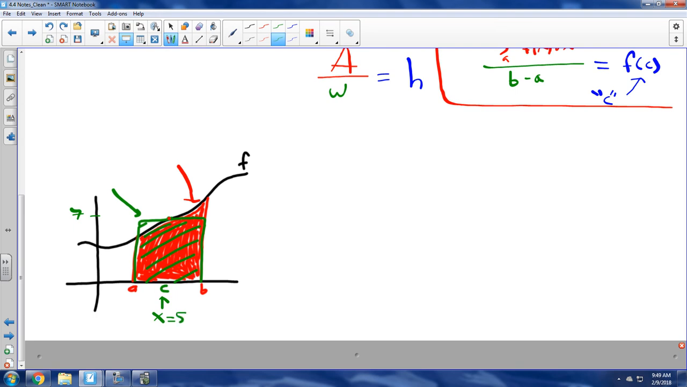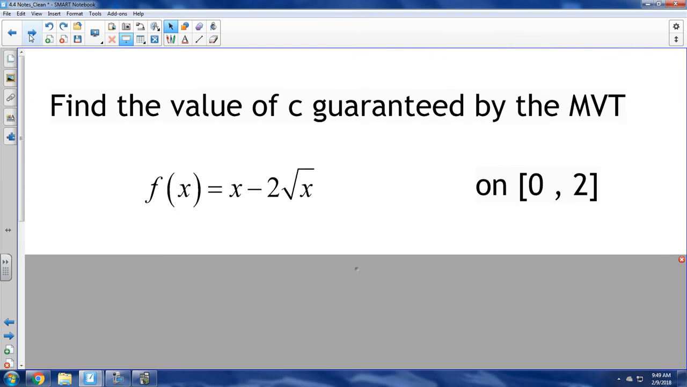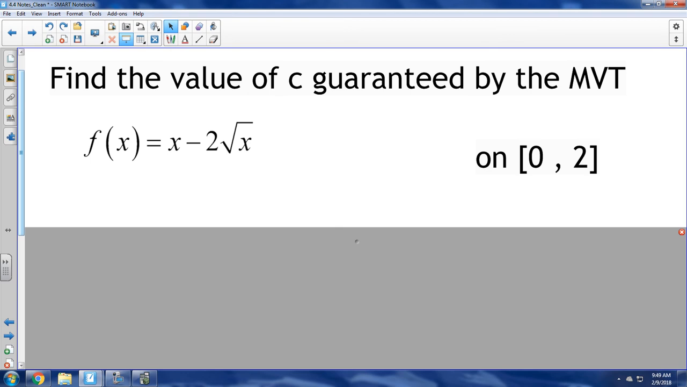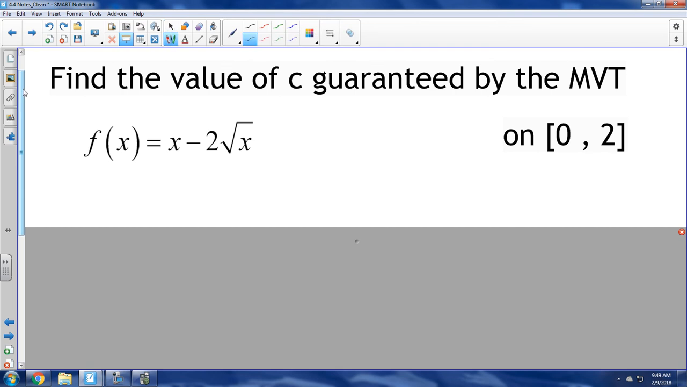We're just trying to find that value. So do exactly what you did in the last problem. All you need to do is find the average value of a function and then find the x for the function that makes that happen. Not as hard as it actually sounds. Okay, so we need to have the area divided by the width.